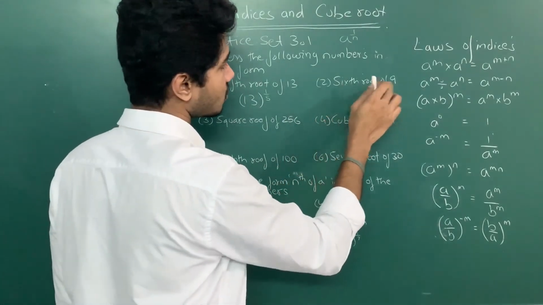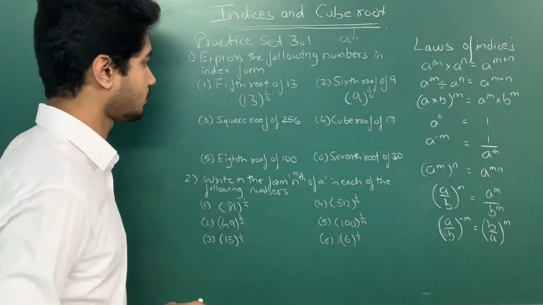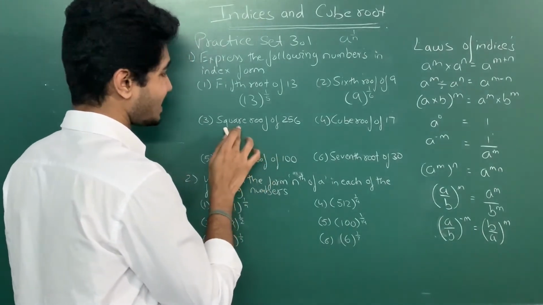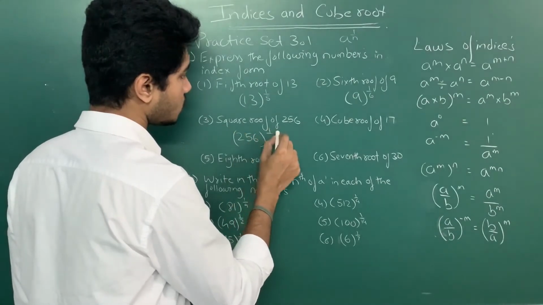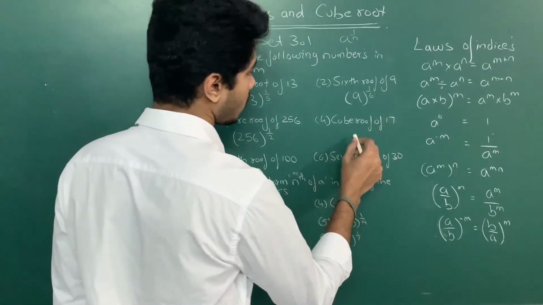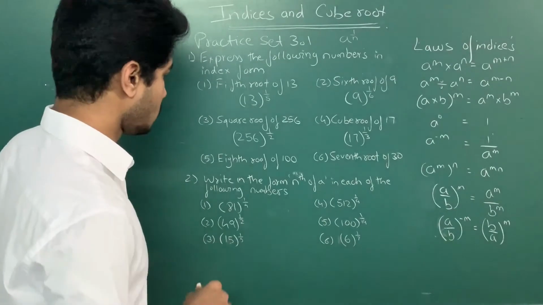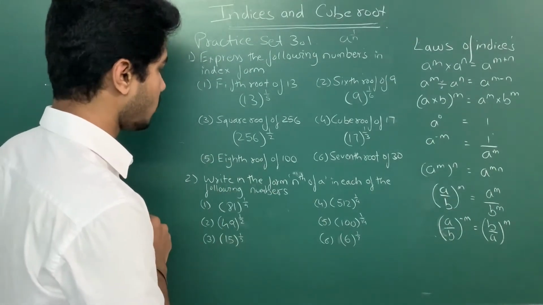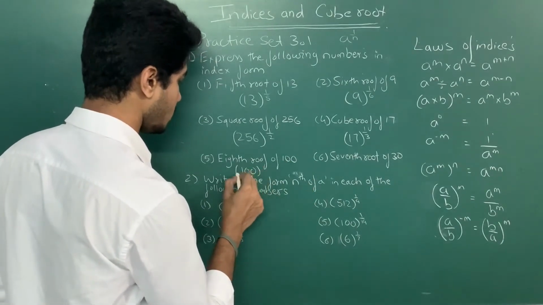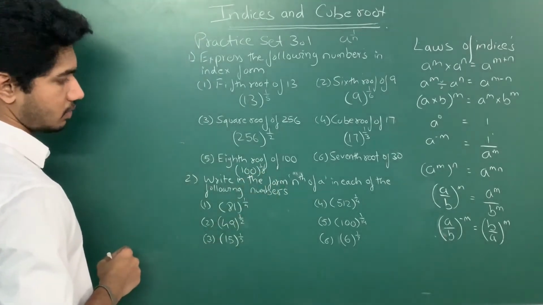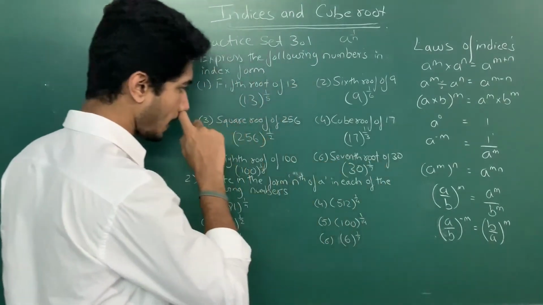Second question, sixth root of 9. So this is written as 9 raised to 1 upon 6. Square root of 256. That is a square root. So this is written as 256 raised to 1 upon 2. Cube root of 17. 17 raised to 1 upon 3. So the eighth root of 100. Just forgot to write the space over here. So it is written as 100 raised to 1 upon 8. Seventh root of 30. This is written as 30 raised to 1 upon 7.